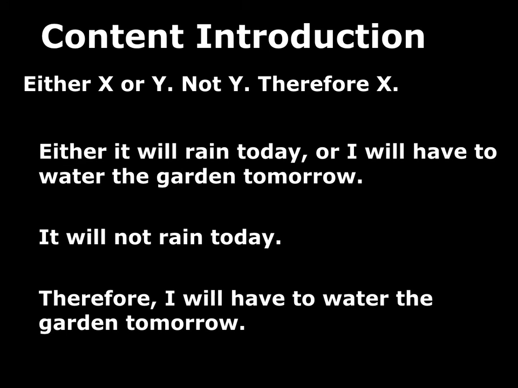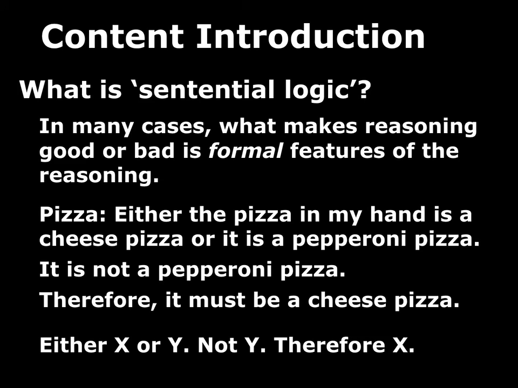So for example, either it will rain today or I will have to water the garden. It will not rain today, therefore I will have to water the garden. Okay, same form, either X or Y, not Y, therefore X. Okay, well actually this is not X, therefore Y, but it's the same form of argument. So why is it called sentential logic?